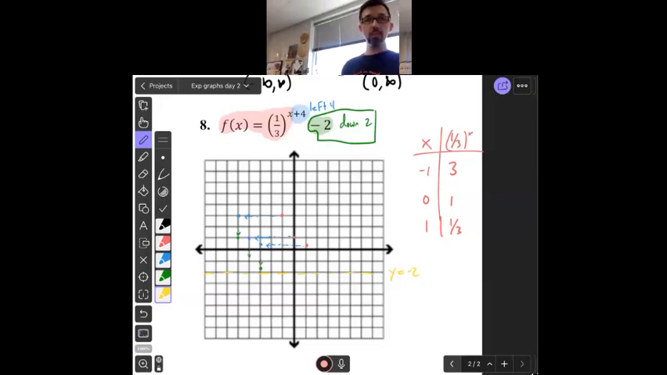Okay, so if it's shifted, I do expect you to draw and label it. If it's not shifted, you can just label it. Okay, draw and label your asymptote.